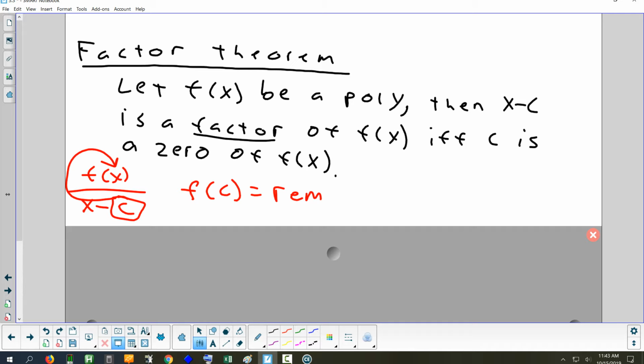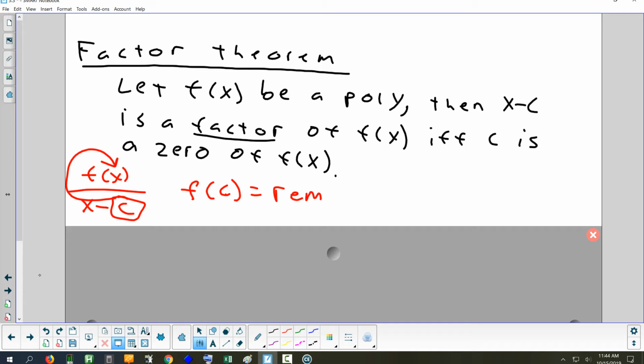Now, if you plug c in to your function and the remainder comes out to 0, what does that make the number c automatically? It makes it a 0 or a factor. What's the other word for 0? Root. Root, right? If you plug a number into a function and get 0, that number is called a root.